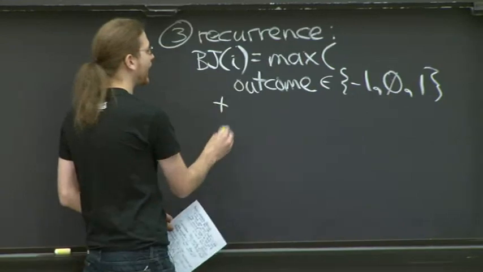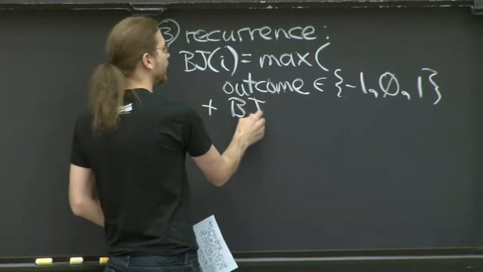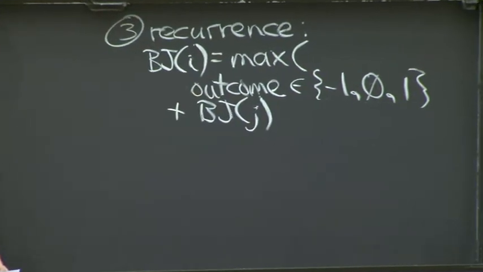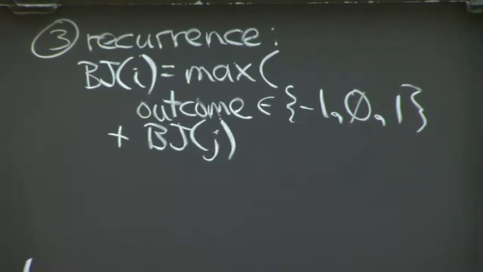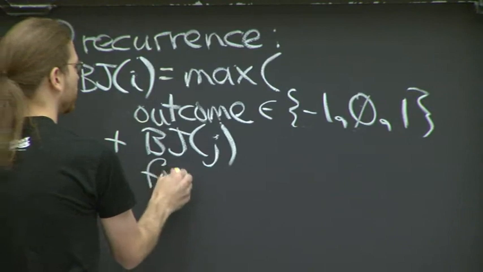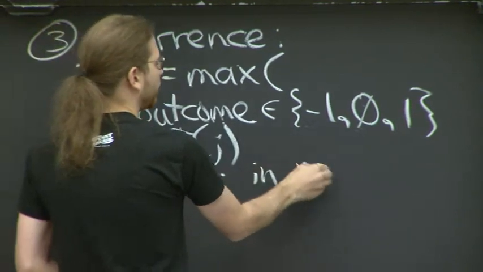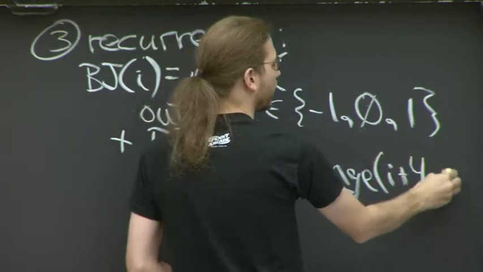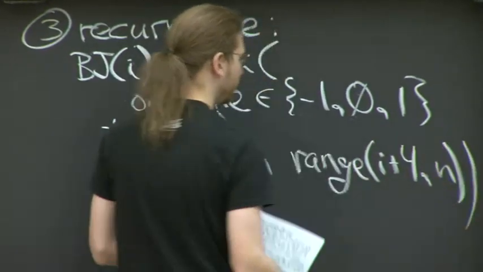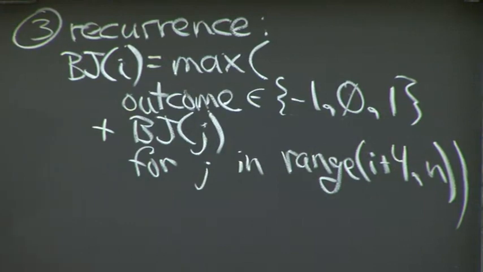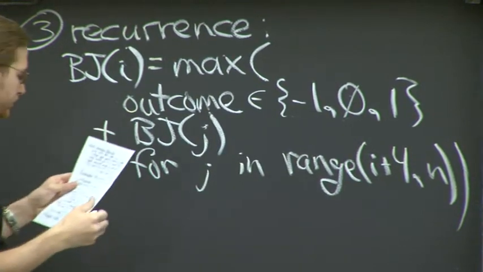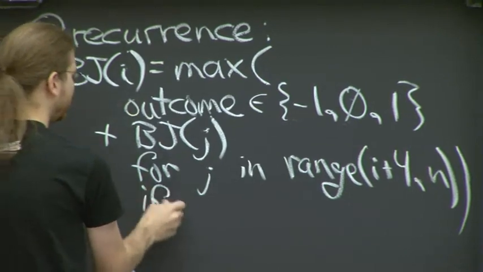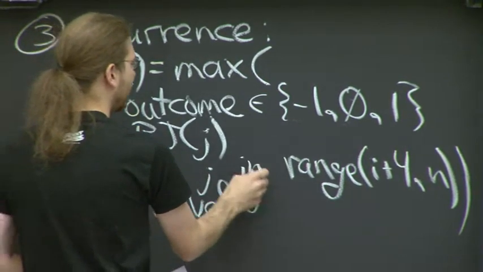Then you also have to add the outcome of all the remaining cards, which is just BG of j. This is recursion. Super easy. We do this for all choices of j. It's like range of i plus 4 up to n, I think. Sure, that'll work. I should probably put in an if here, which is if it's a valid play.